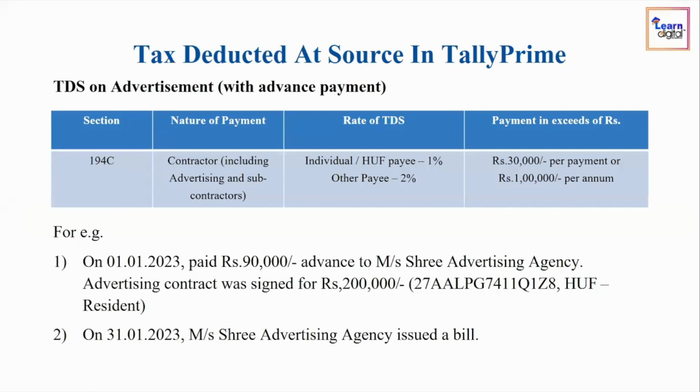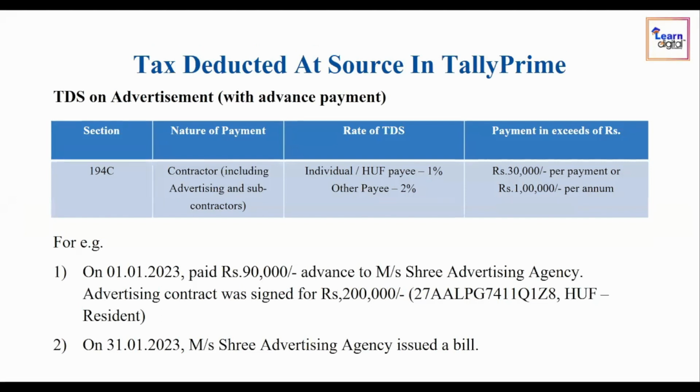This is our part 3 on TDS. In this session, we will learn TDS on advertisement. TDS payment, nature of payment will be advertisement. What are the rules? Under which section do advertisement expenses get deducted, what are the TDS rates, and payment in excess of how many rupees, that we will learn, and we will take one example. So let's start with TDS in TallyPrime with advertisement expenses.